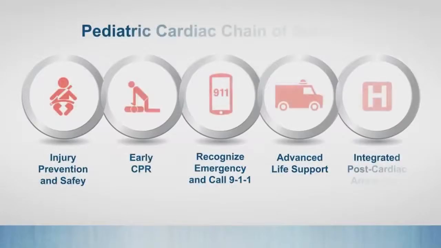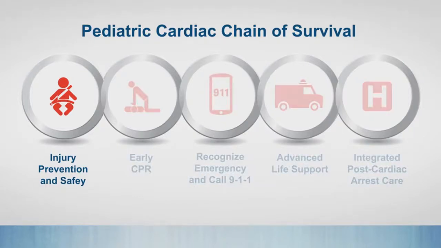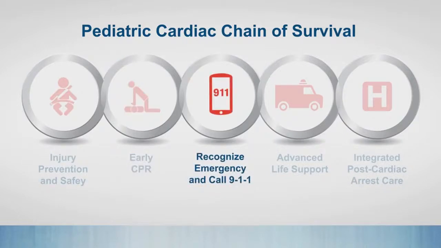The pediatric cardiac chain of survival is slightly different from the adult cardiac chain of survival. Because cardiac arrest in children often occurs as the result of a preventable injury, such as drowning, prevention is the first link in the pediatric cardiac chain of survival. The second link is early CPR, and the third link is activation of the EMS system.